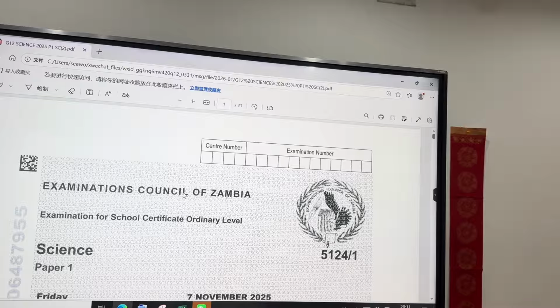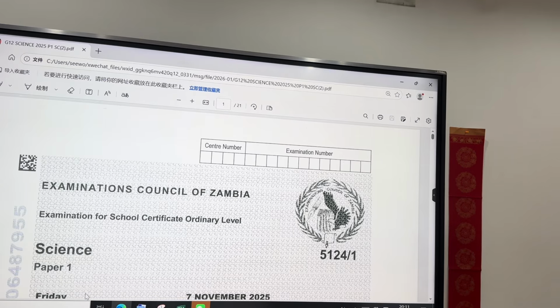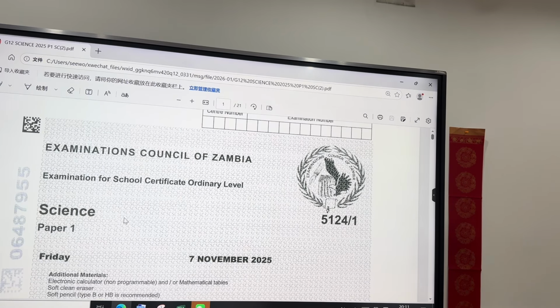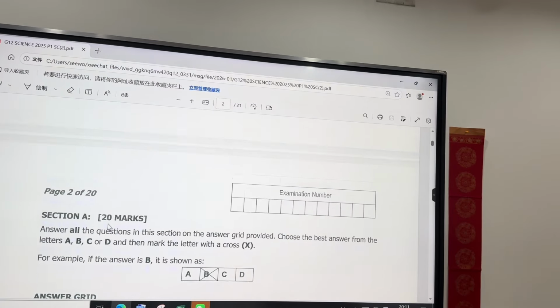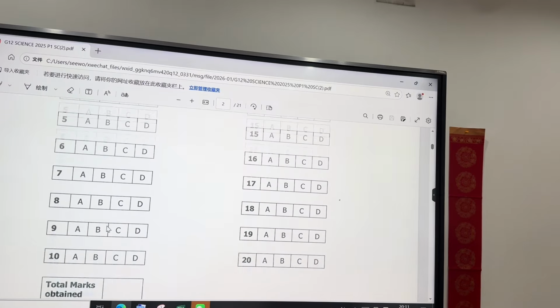Today I want to take you through science paper 1 that was written last year. This is the paper that our students wrote on 7th November 2025. So let's go through this paper and see what our friends wrote. Let's quickly start answering.